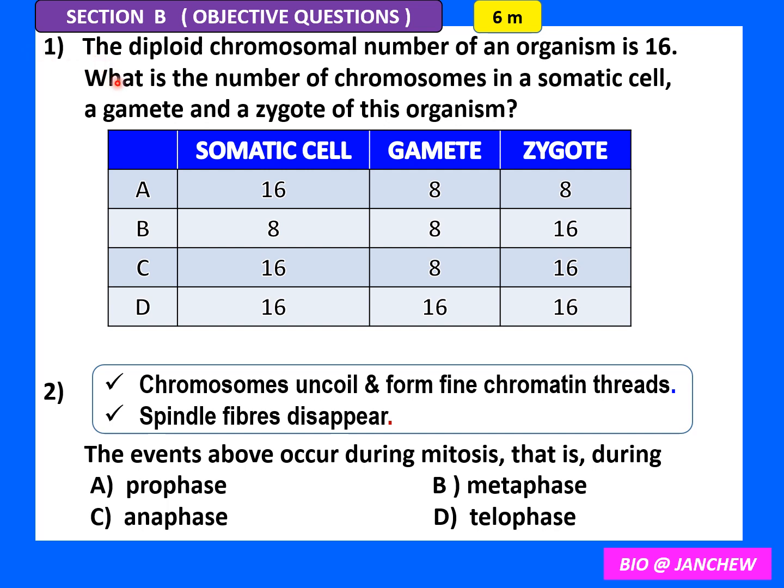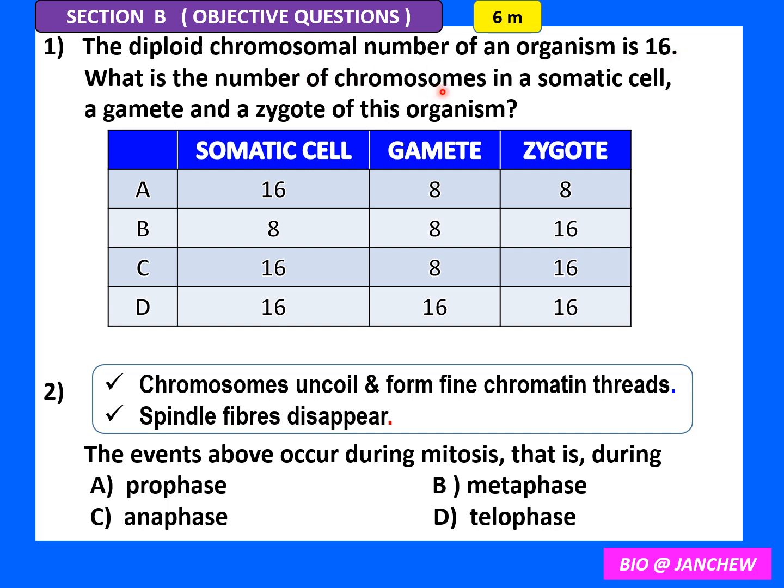Now, the diploid chromosomal number of an organism is 16. What is the number of chromosomes in a somatic cell, a gamete, and a zygote of this organism? Okay, so diploid chromosomal number is 16. That means 2n equals 16. It means that for a diploid cell, which has 2 sets of chromosomes, the number of chromosomes is 16. Each set has 8 chromosomes. One set from the father, one set from the mother. So 8 times 2 equals 16.